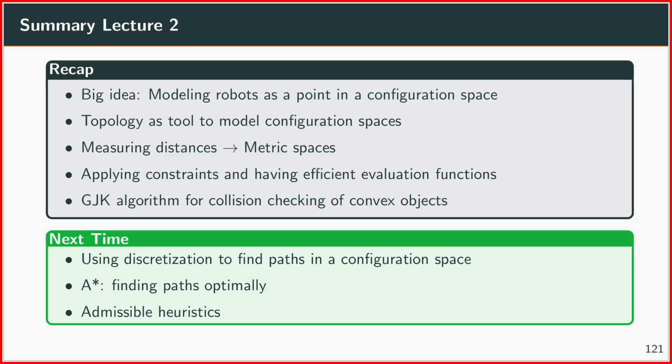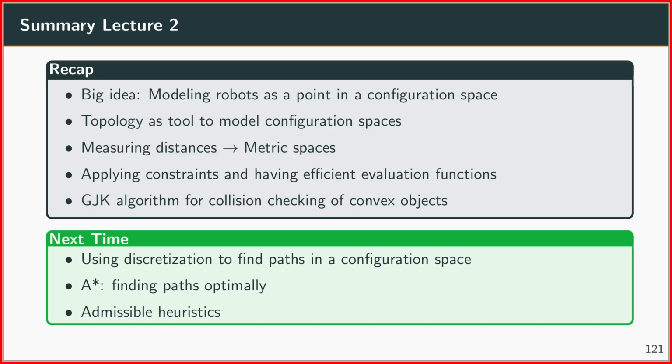And finally, we talked about applying constraints and having efficient evaluation functions. We only talked about collision checking and static equilibrium, but of course there are also other constraint functions which you can apply depending on whatever task you want to achieve. Also super important was the GJK algorithm for collision checking of convex objects, because it's really at the heart of a lot of collision checking algorithms. And collision checking and avoiding obstacles is of course one of the main constraints in robotics.